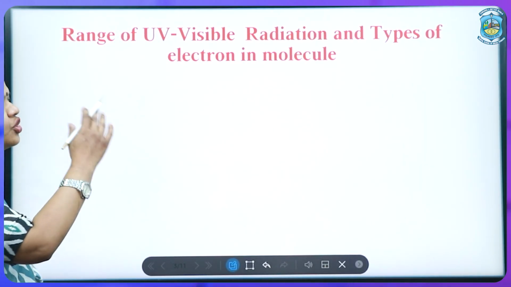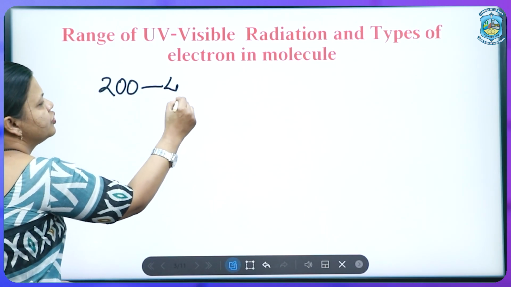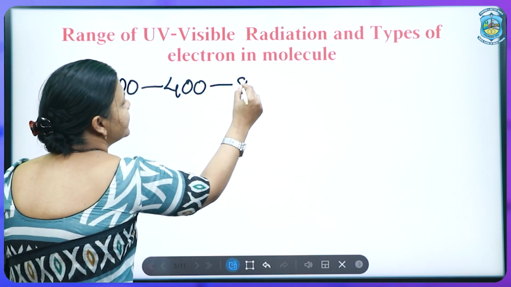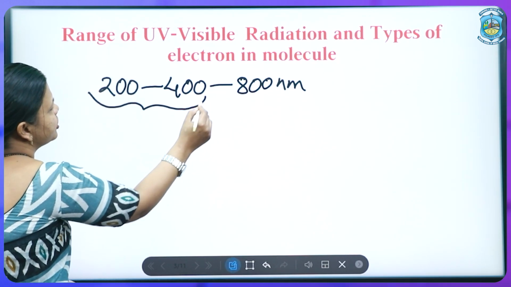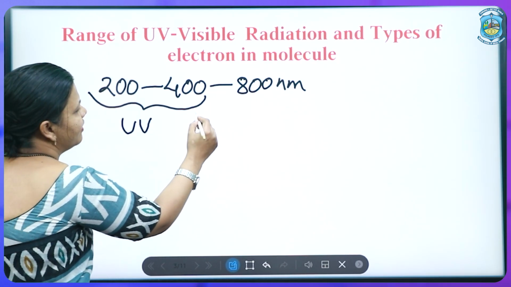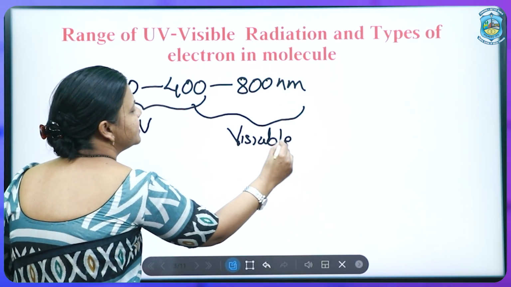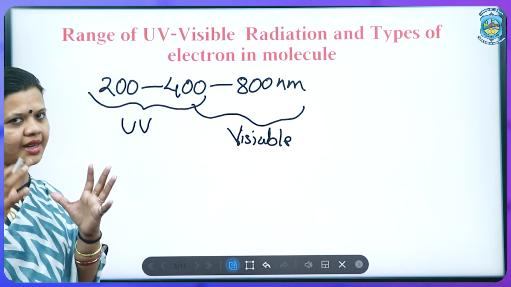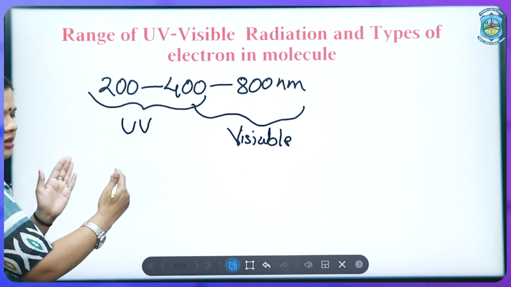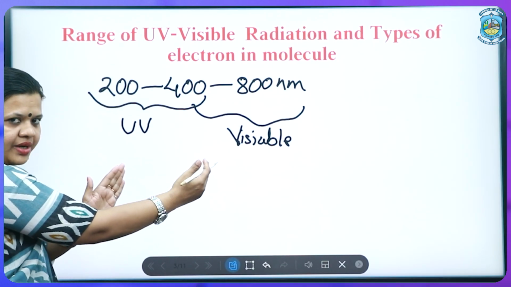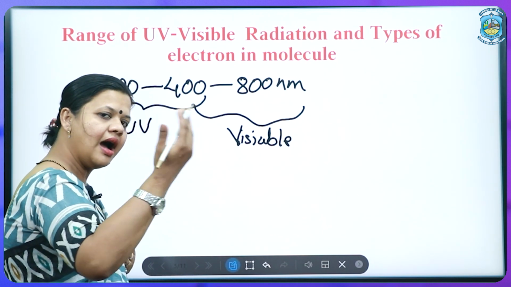When we talk about the range of UV visible radiation, it falls between 200 to 400 and 400 to 800 nanometers, in which the first range is for the UV radiation, while from 400 to 800 is the visible range. The visible range is that range to which our human eye is sensitive and we observe color. So, the UV radiation is between the microwave and the visible radiation, whereas the visible is between the UV and the IR radiation, which comes after that.